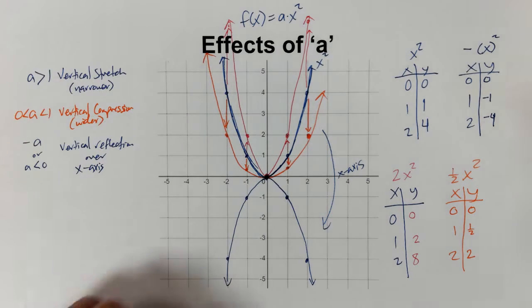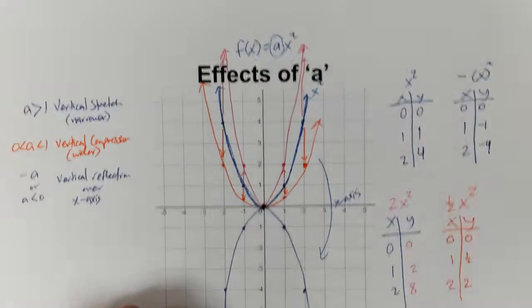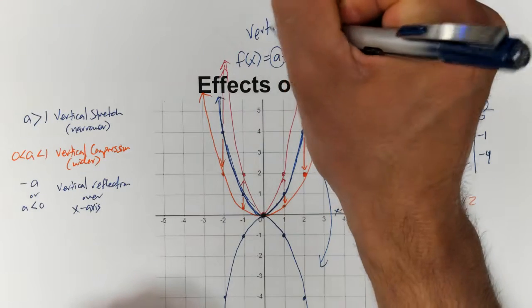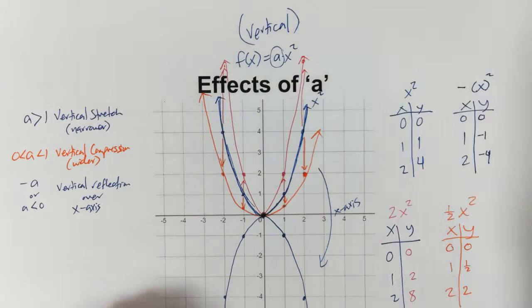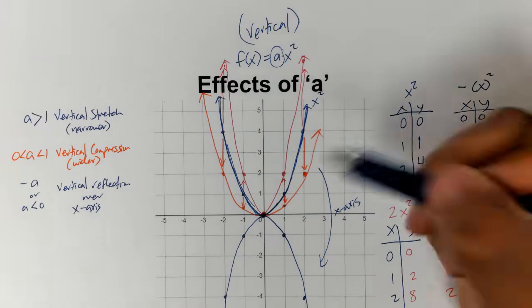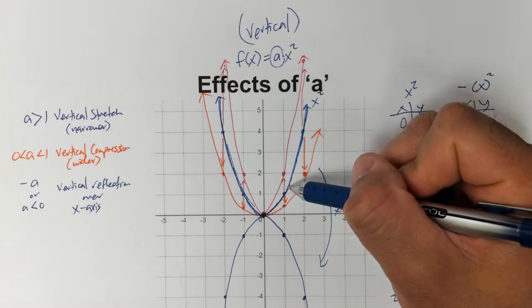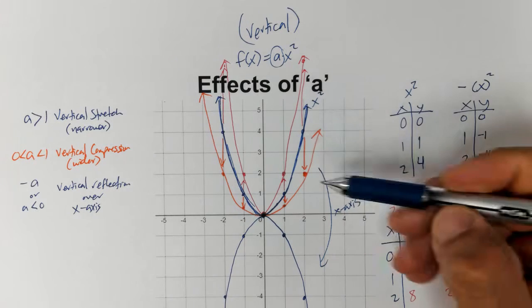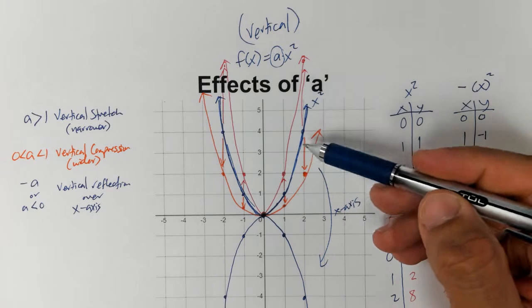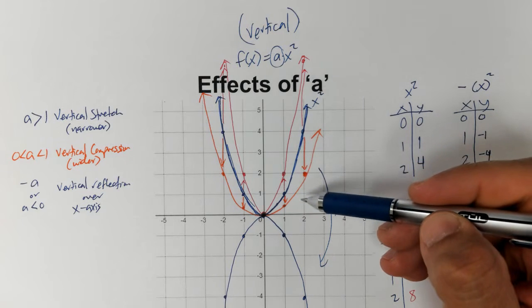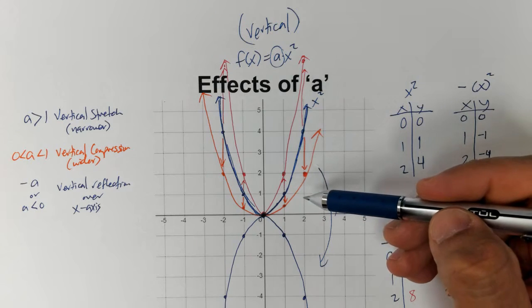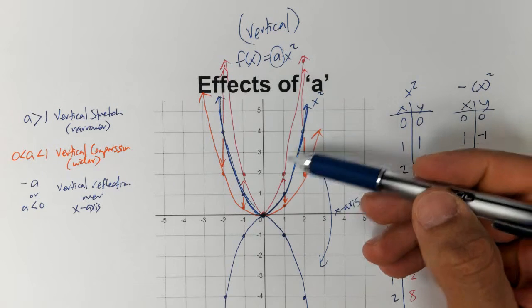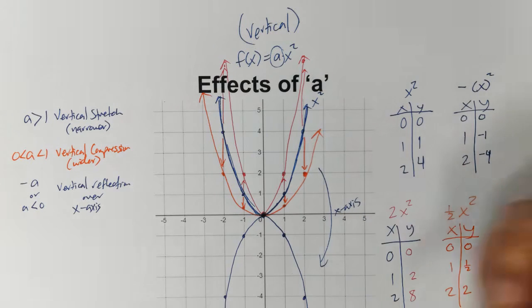The effect of this value here, a, will make all kinds of vertical changes. It's going to affect the function vertically. And as you can see here, when we multiply by something greater than 1, it stretched the function higher, made it narrower. We multiply by 1/2, it made it smaller, it compressed it towards the x-axis, right? It pushed it down. And then by a negative value, it flipped it over completely over the x-axis.